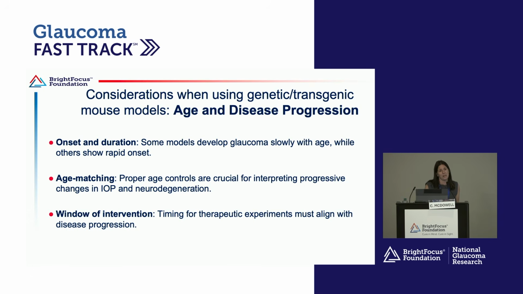And another thing to consider is the window of intervention. So if you're designing an experiment for example, for neuroprotection, at what time point in your model is going to be most appropriate for you to apply that new therapeutic? Do you want to do it just prior to RGC loss? Or do you want to maybe do it even sooner before you start seeing early changes in the optic nerve head? So truly understanding the timeline of events that are occurring in your model is really essential.